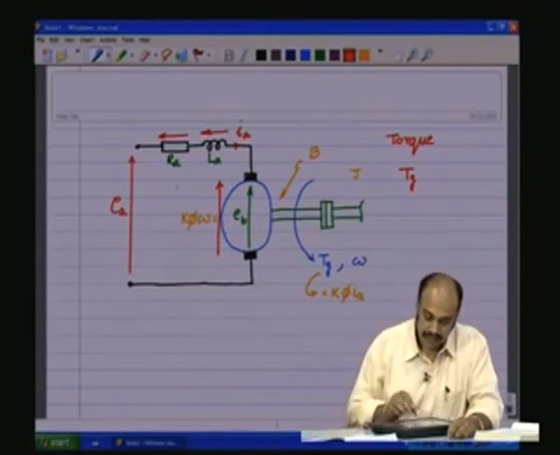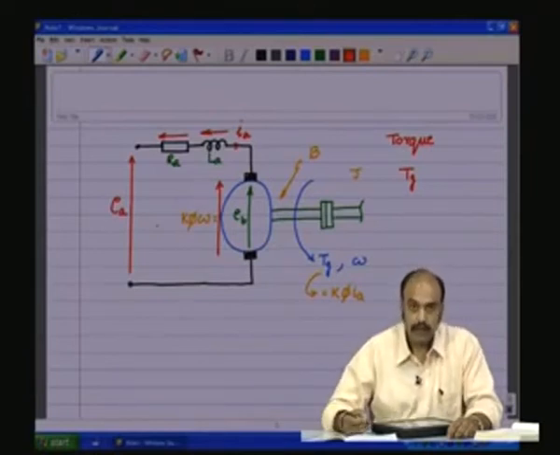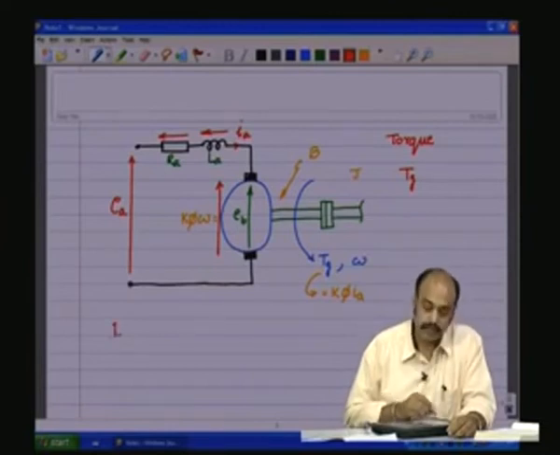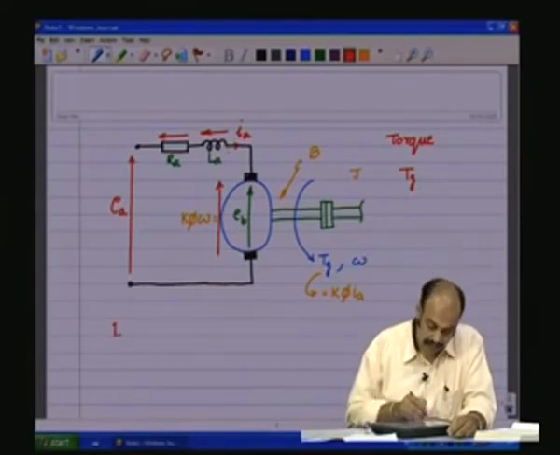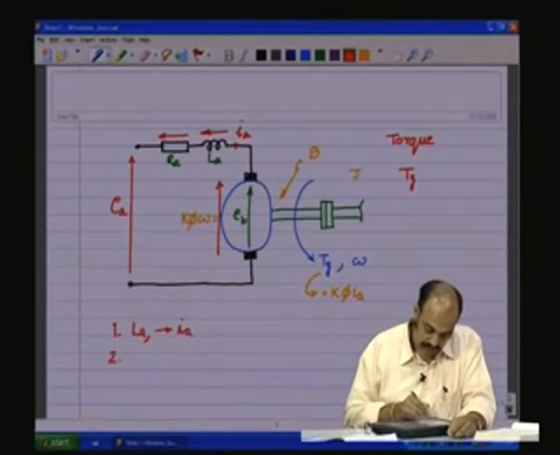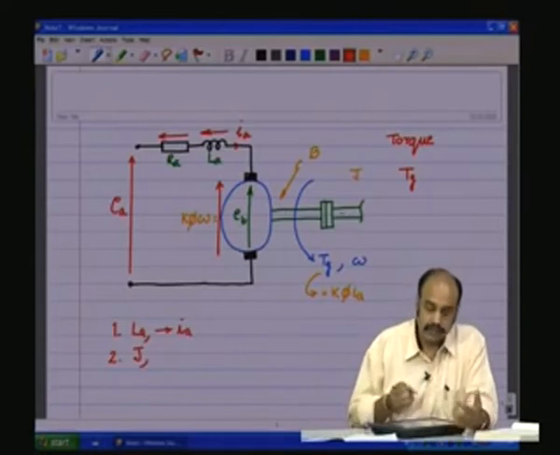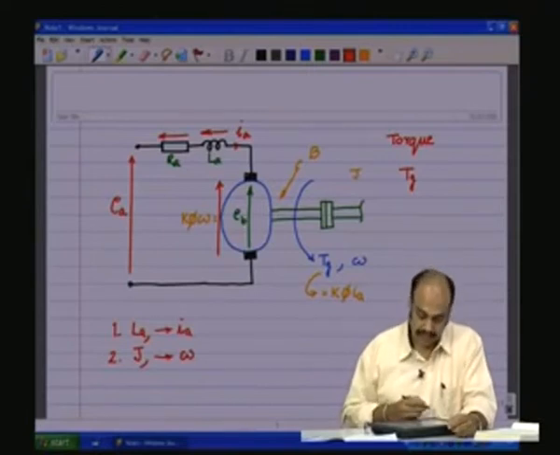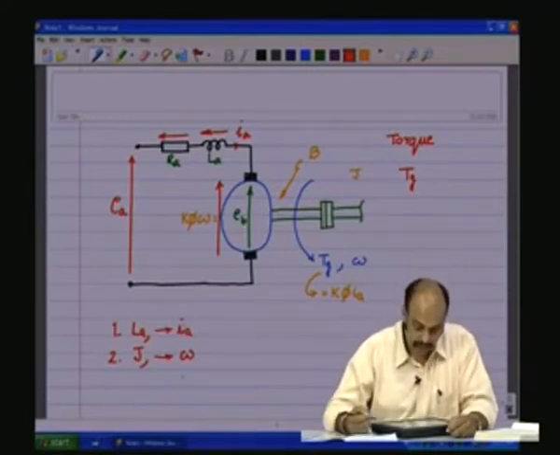Okay. So, we are applying Kirchhoff's voltage law on both the electrical domain and the mechanical domain with the state variables. Which are the state variables? On the electrical domain, we have one dynamic element LA with associated state variable IA, and then we have J as another dynamic element in the mechanical domain, which is the reflected inertia, and the associated state variable omega. So, we have two state variables at this point.